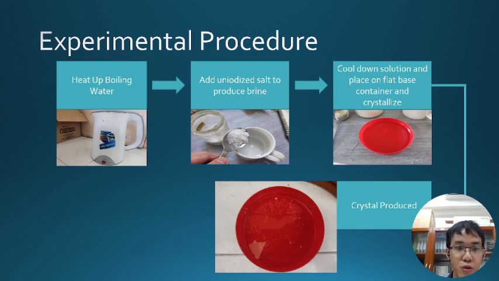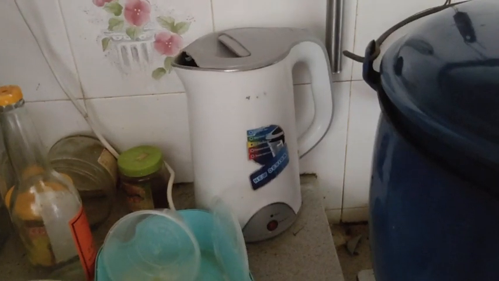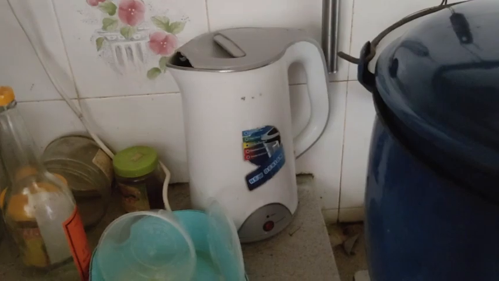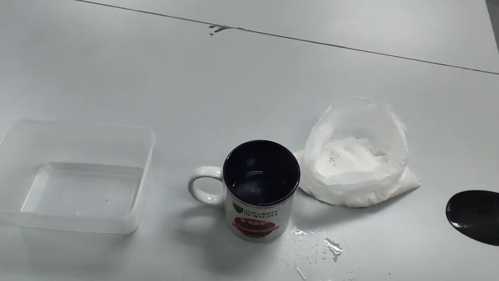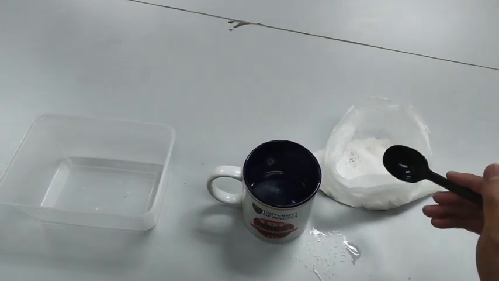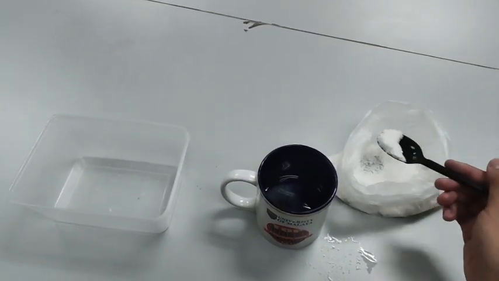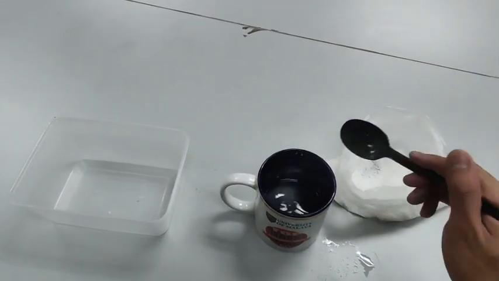So this is a brief view of all the steps to produce the sodium chloride crystal. I will explain it in the video later. So as you can see, I will first boil the water in the water heater. I have poured the hot water into the cup already. And then next we will add salt into the water to produce a supersaturated solution.